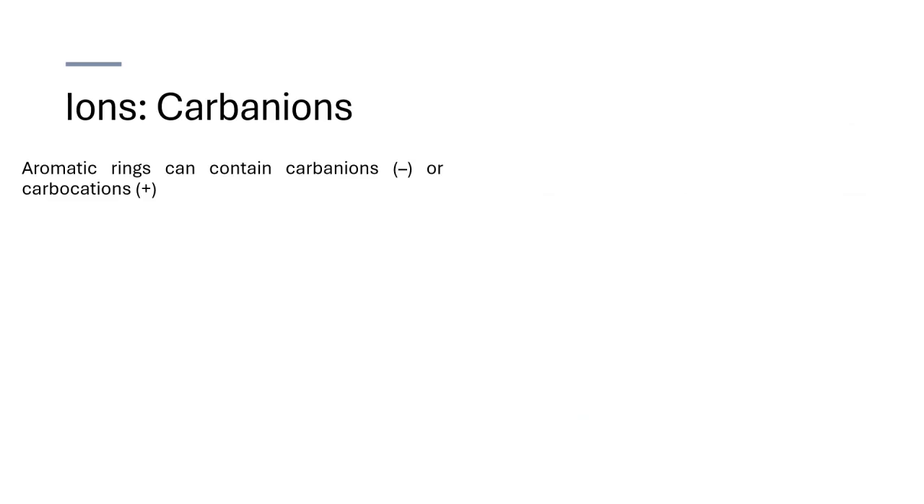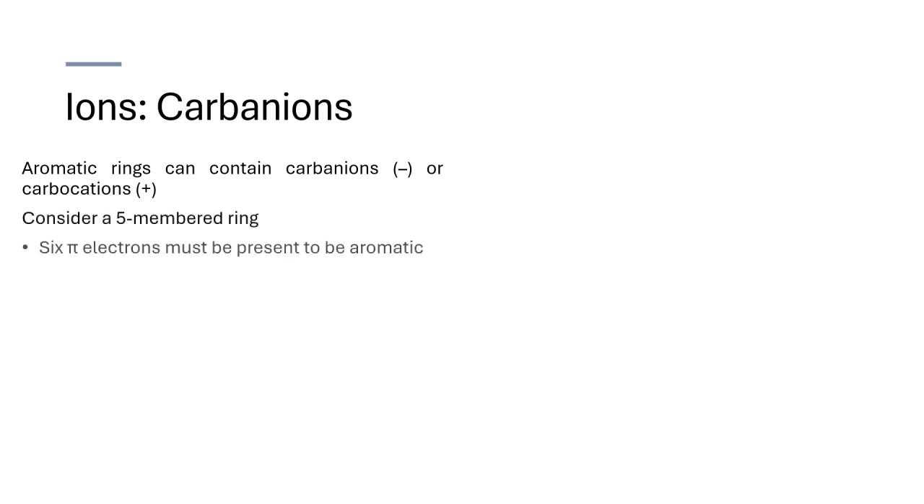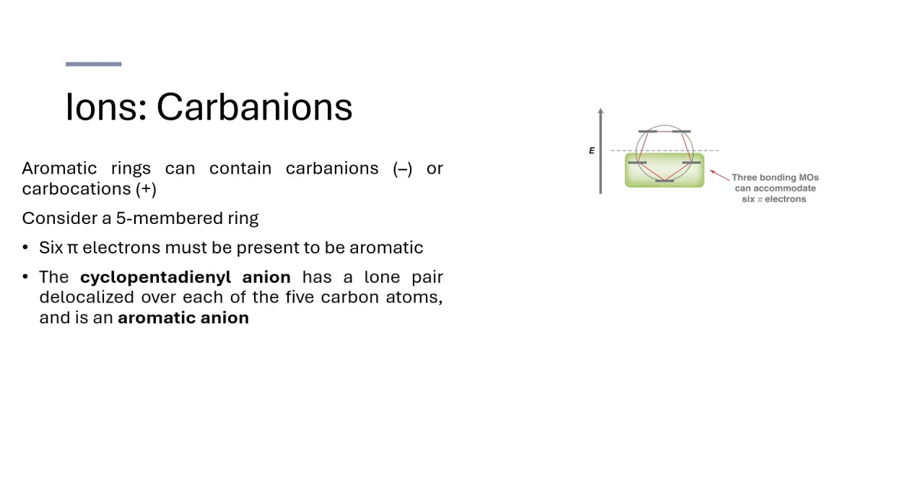Ions, carbanions. Aromatic rings can contain negative charge or positive charge, either be carbanions or carbocations. Let's consider a 5-membered ring. 6 pi electrons must be present for it to be aromatic, since it has 3 bonding MOs. The way that this occurs, in order to achieve its aromaticity, it must then gain 2 pi electrons.